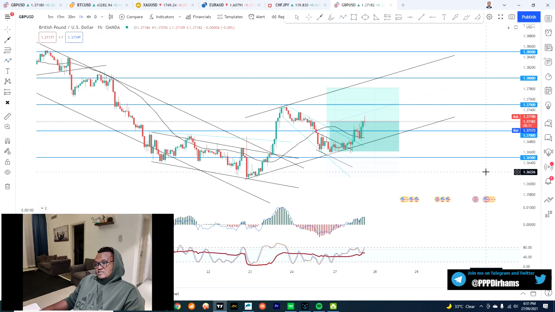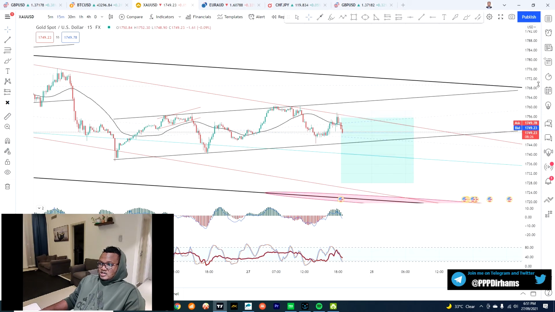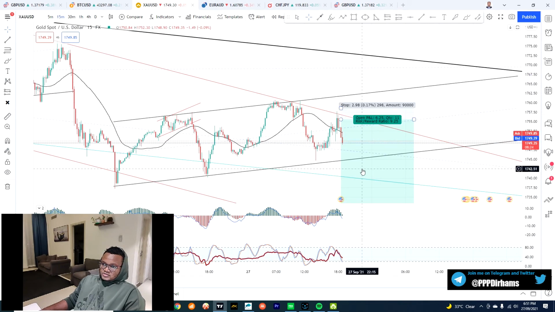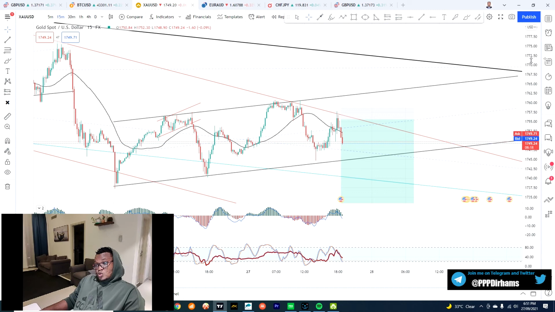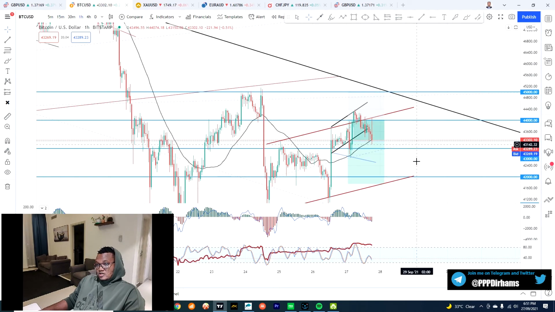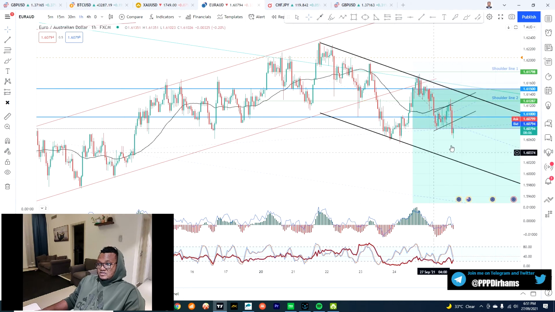Okay, that is it for GBP USD. For gold, we may not have time to analyze gold. Maybe I will look at gold next time. Basically I want to start trading gold and GBP USD, of course with Bitcoin as well. I just want to focus on these three instruments to make the most out of them.